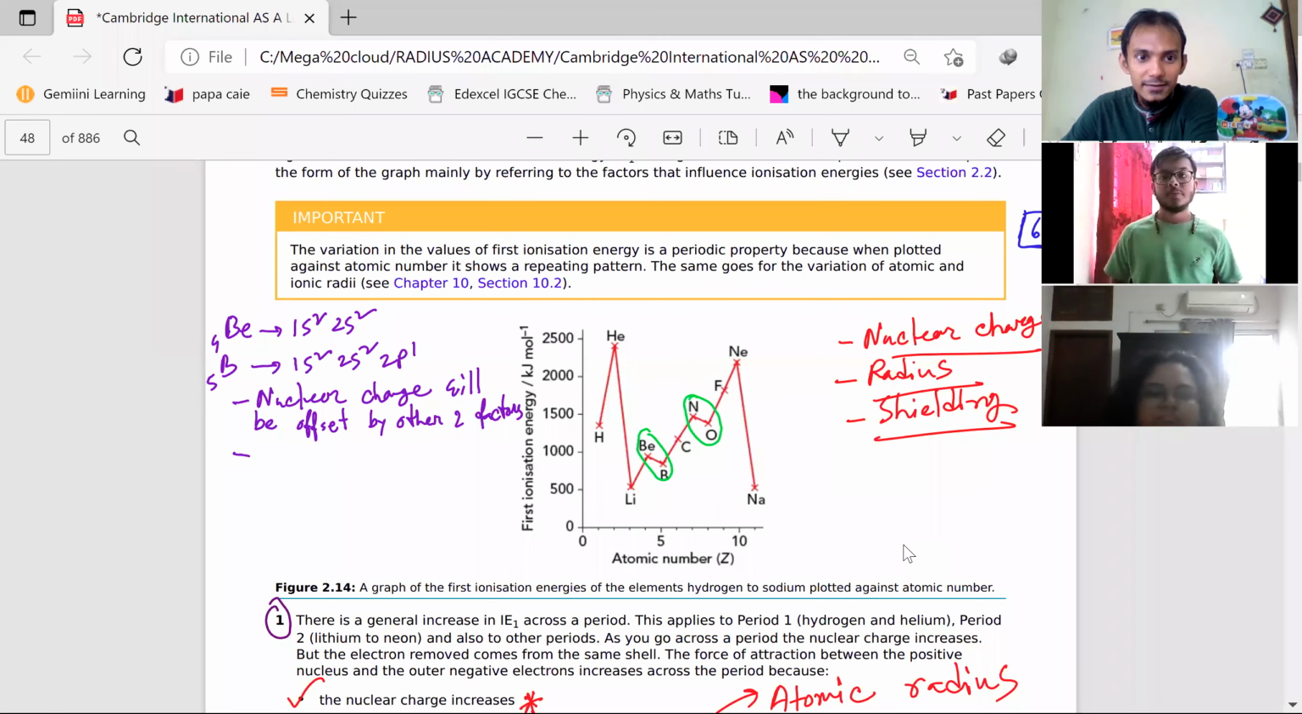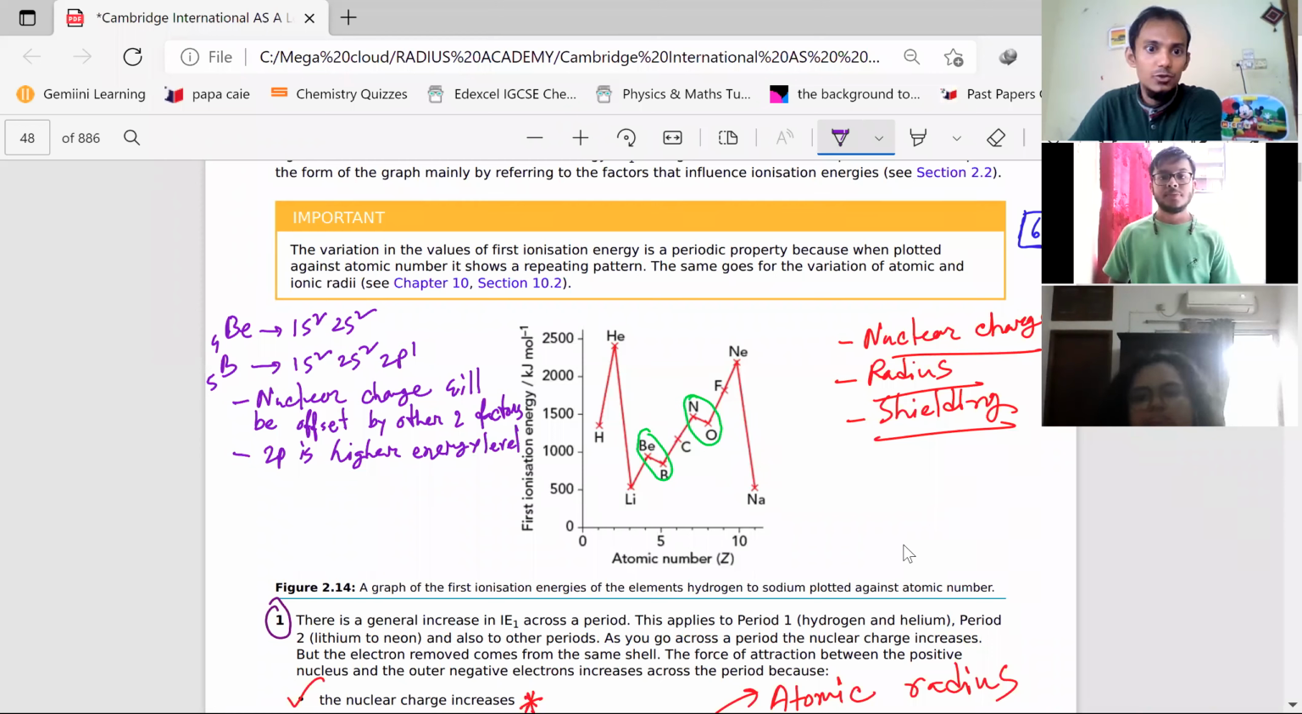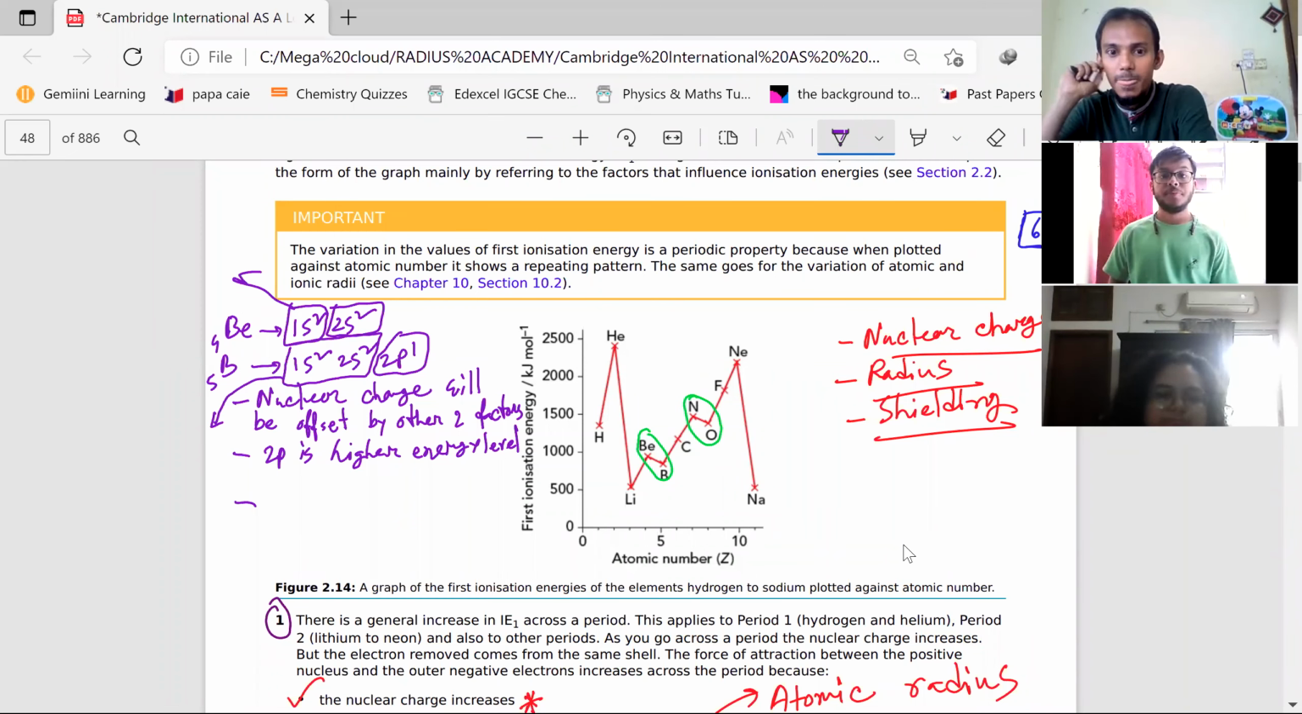Or we can write, 2p is a higher energy level than 2s. So that's why it will be easier to remove the electron, number 2, right? And this 2p electron will get shielding from both the 1s2 and 2s2 subshells. But the 2s2 electron will get shielding only from 1s2. Whereas boron will get shielding from 1s2 and 2s2, both subshells. That's why there is a minor drop, a small drop, even though there is an increased nuclear charge from beryllium to boron. That is the explanation.